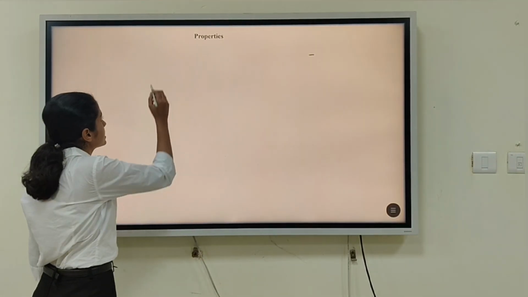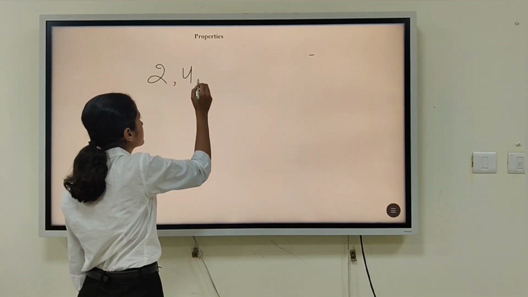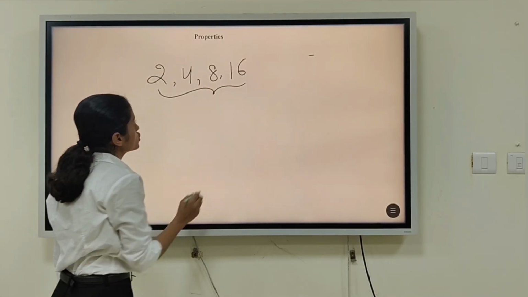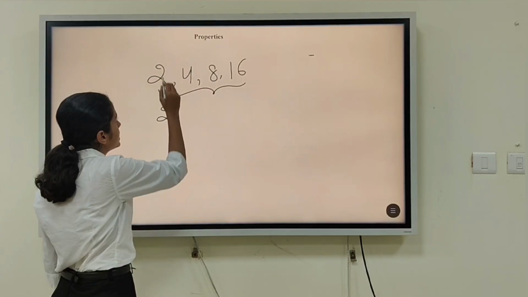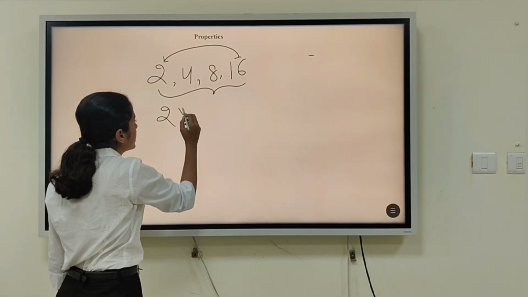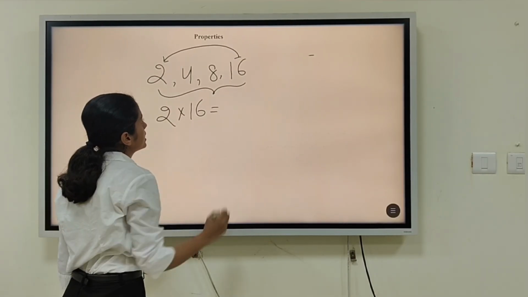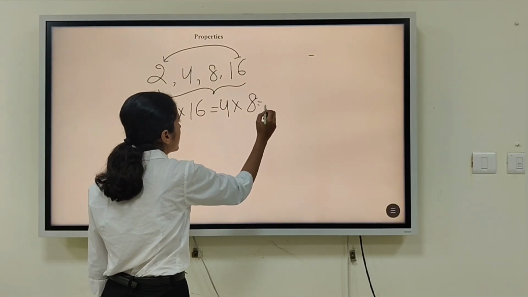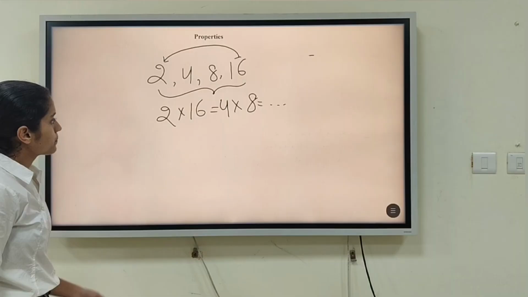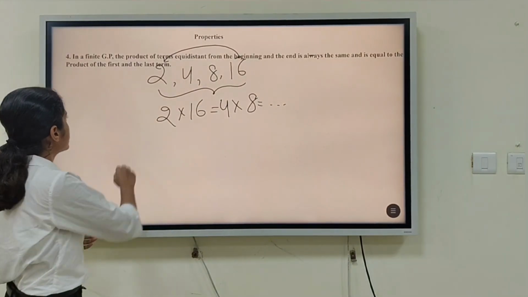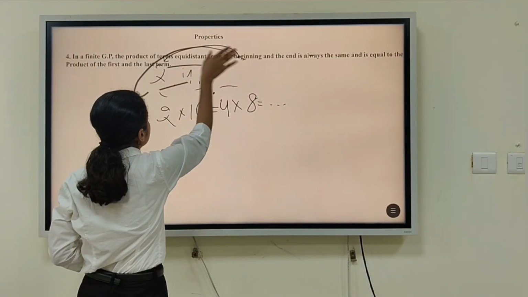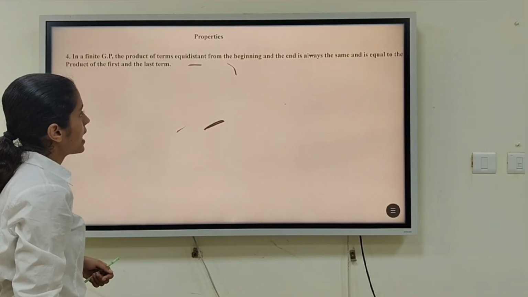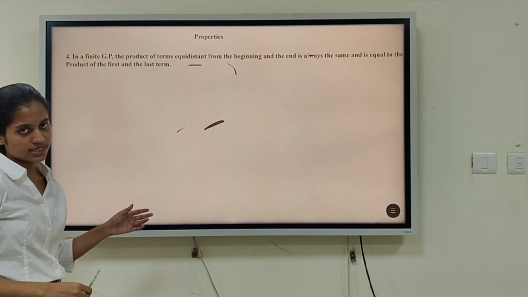Now we will move to the next property. Let's suppose this is a GP which is having 4 terms. If you multiply the first and last term of this GP, it will be equal to the multiplication of the second and second last term, and so on. So the property is, in a finite GP, the product of terms equidistant from the beginning and the end is always the same and is equal to the product of the first and the last term.